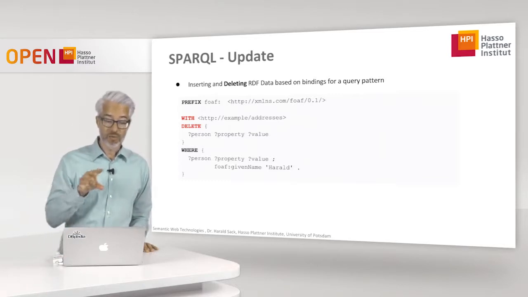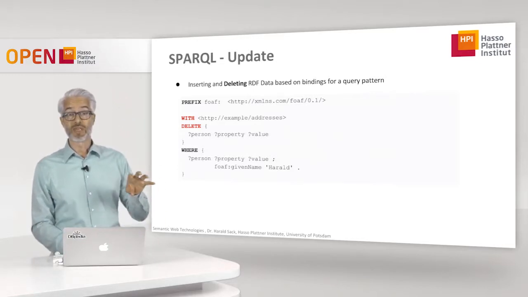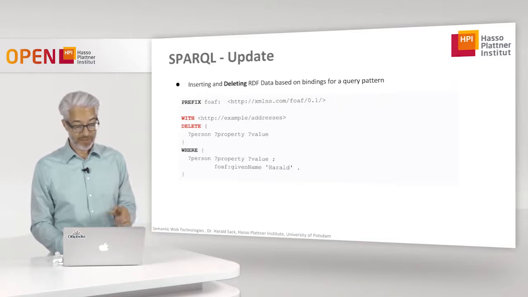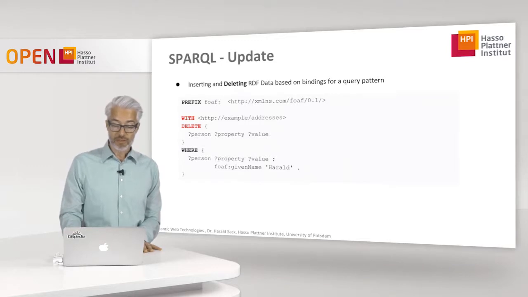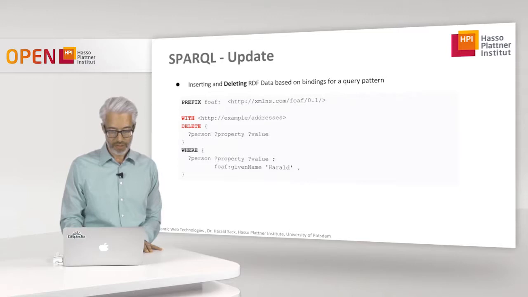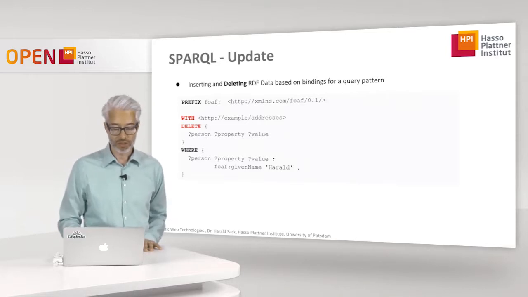So then in the where statement that follows, I try to explicitly specify the bindings for these patterns. And there I have again the three variables: person, property, and value. And of course here I say I want to delete all triples which have the given name Harald. So quite easy. So you can here again combine more complex triple patterns in the where clause and can specify more complex delete or insert operations you want to achieve.